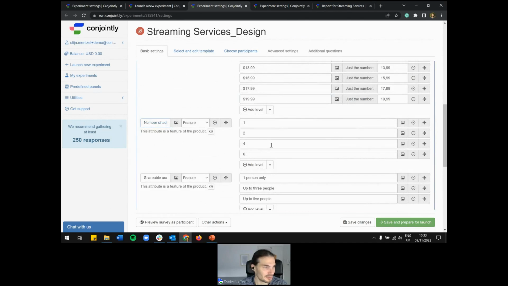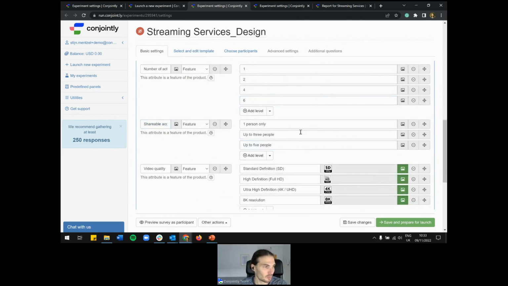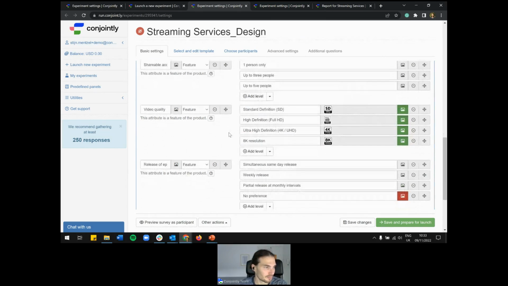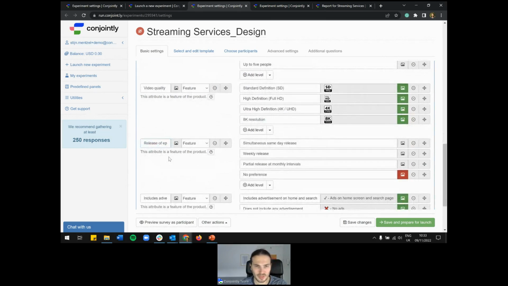Number of active screens, 1 to 6. Shareable account, 1 person only, up to 5 people. Video quality, SD to 8K. Release of episodic content, purely because when I was creating this study, Stranger Things was released, and Stranger Things did partial release at monthly intervals, so I was curious if people actually like that. And then I have simultaneous same-day release, so the famous Netflix drop, or weekly release.